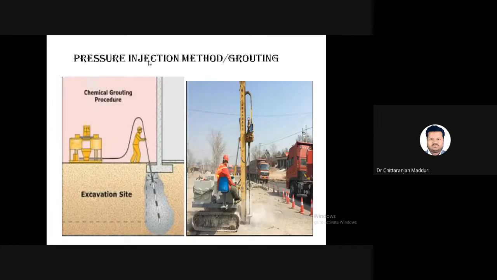Next, the pressure injection method, or grouting. Grouting means a borehole is made, then the borehole is filled with chemical slurry, cement slurry, lime slurry or any other grout material, with or without pressure, with minimum pressure or maximum pressure. So the grout material is introduced into the borehole with pressure or without pressure.